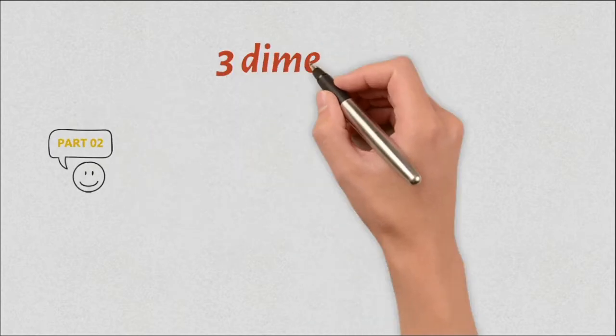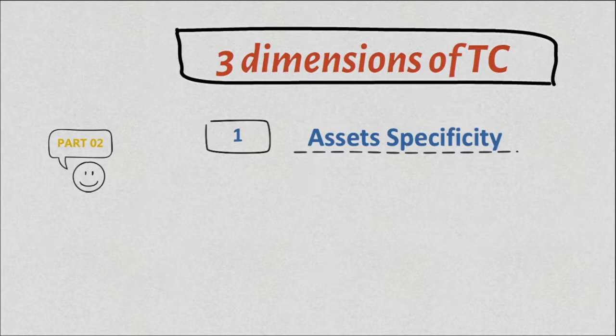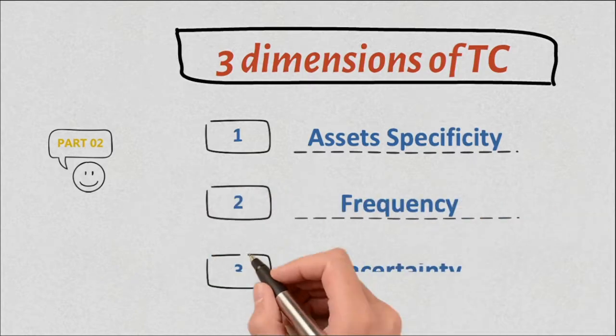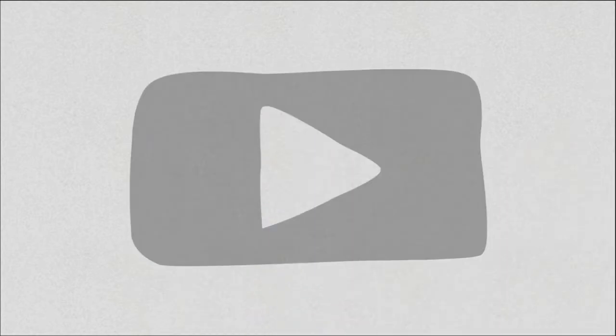The dimensions of transaction cost are divided into three parts: asset specificity, frequency, and uncertainty. Here's a short video to explain these three terms.